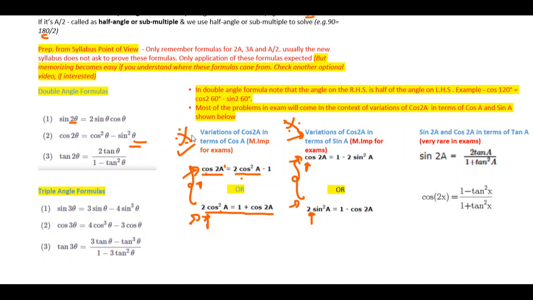So just remember this. It's not very hard to remember. You know, it's just moving things around and remembering that. And as long as you get that, and I'll tell you when I solve the problems, you'll see the pattern of how to solve that. Another variation of expressing sine 2a and cos 2a over here, whatever we saw, is in terms of tan, again very rare, but you can just remember this for the heck of it.